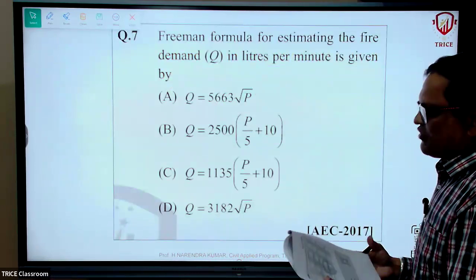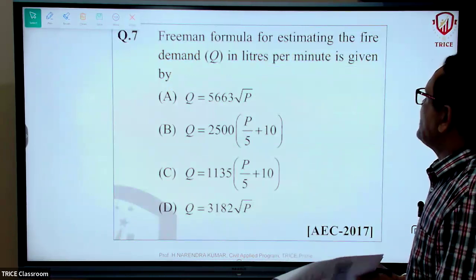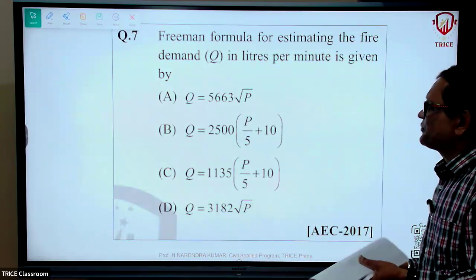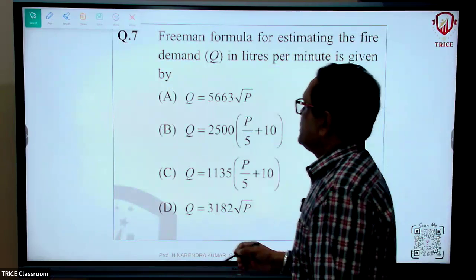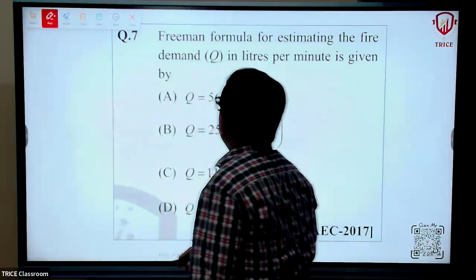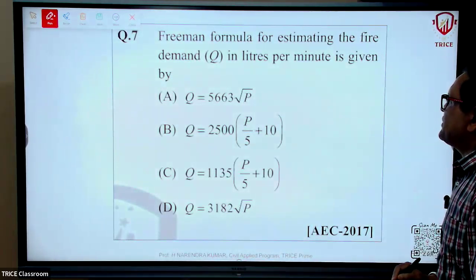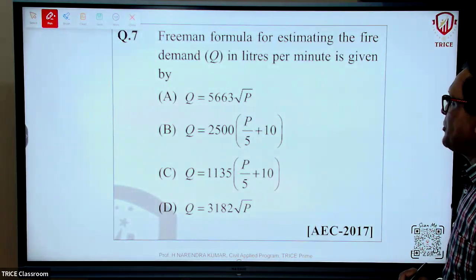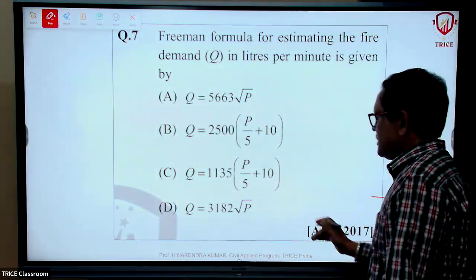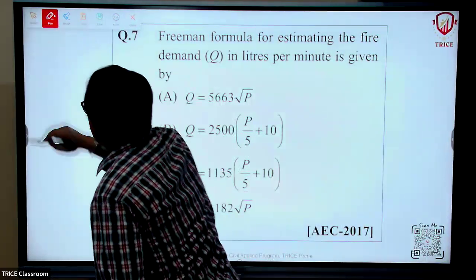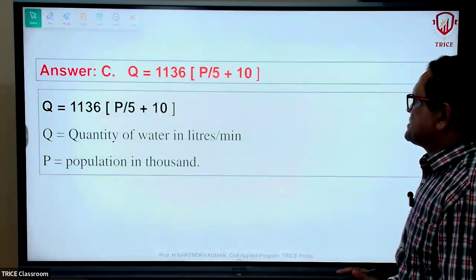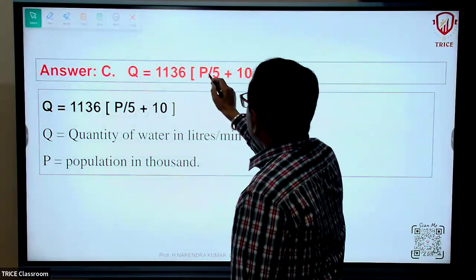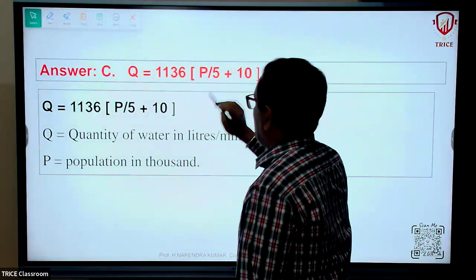Here, a little bit of memory. No calculation, only memory. You need to remember that there are various equations or formulas for the calculation of fire demand, along with their names. Freeman formula for estimating the fire demand in liters per minute is given by, there are 4 options. First of all, I need to remember what the Freeman formula is. The answer is in the next slide. Giving you a little bit of explanation. The answer is C. Q is equal to 1136 P divided by 5 plus 10.